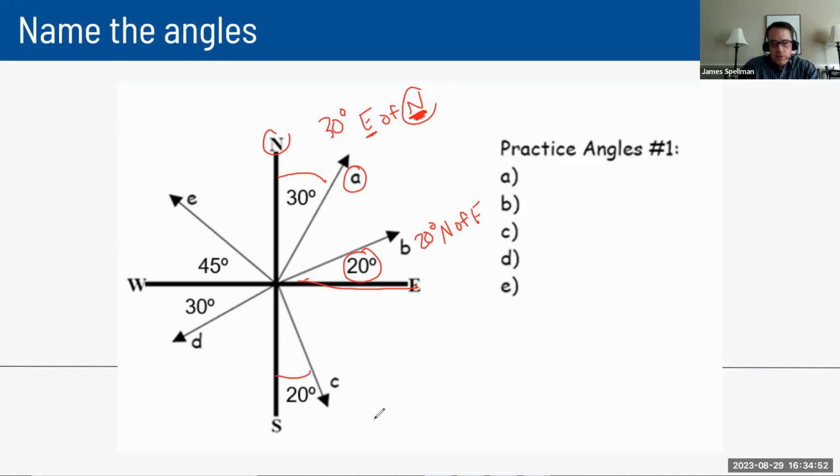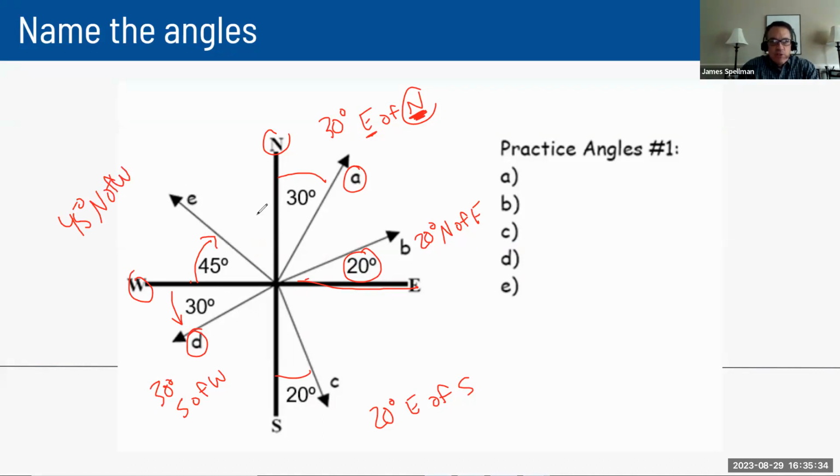C, again, 20 degrees, in which way? We're closest to the south, but we're in a little bit of an easterly direction. So this is 20 degrees east of south. D is going to be 30 degrees down from the west. So it's going to be 30 degrees south of west. And then this 45 degrees, which actually is halfway between west and north, since we're talking about this angle in particular, we could reference E as being 45 degrees north of west.